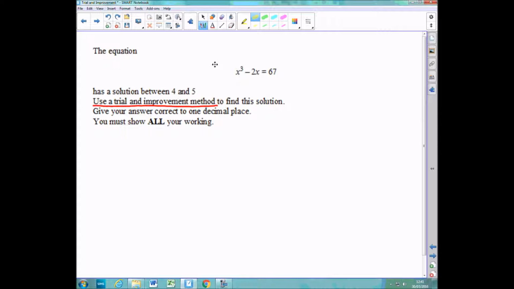A couple of things to note in the actual question. First off, and probably really obviously, the actual equation itself: here it's x to the power of 3 minus 2x equaling 67. The second thing is that it has a solution between 4 and 5. And the last thing, which we'll come to at the very end, is that the answer needs to be correct to 1 decimal place. This can change, sometimes it asks for 2 decimal places, but the standard is usually 1 decimal place.